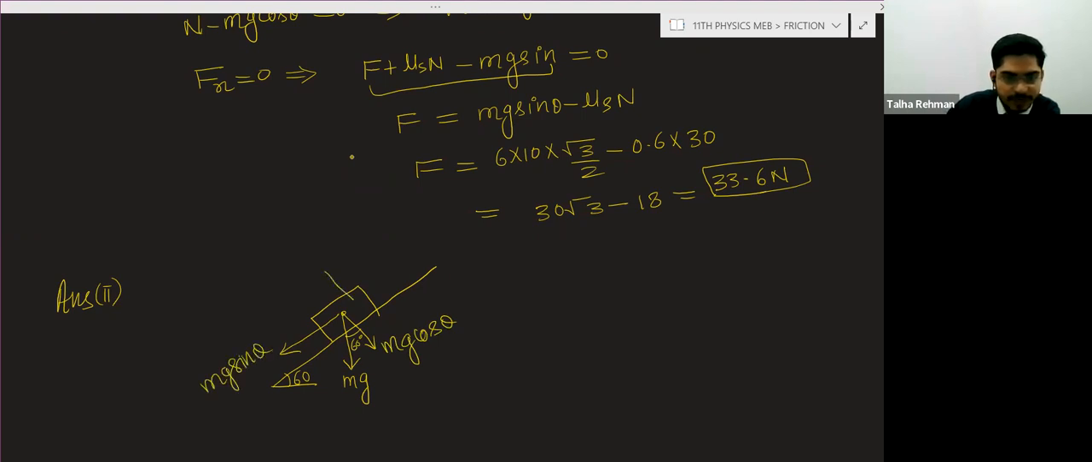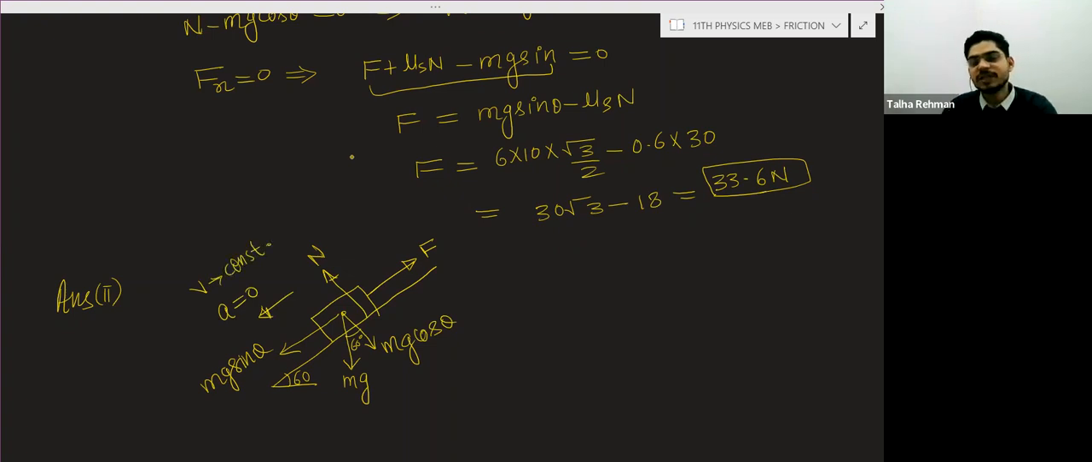So there will be one normal reaction and one force applied in this direction. This time this block is moving with zero acceleration, or with constant velocity. If the velocity is constant, then acceleration is equal to 0. What is acceleration? Change in velocity divided by change in time, dv by dt. So dv is the change in velocity and this velocity is constant, so acceleration is equal to 0.